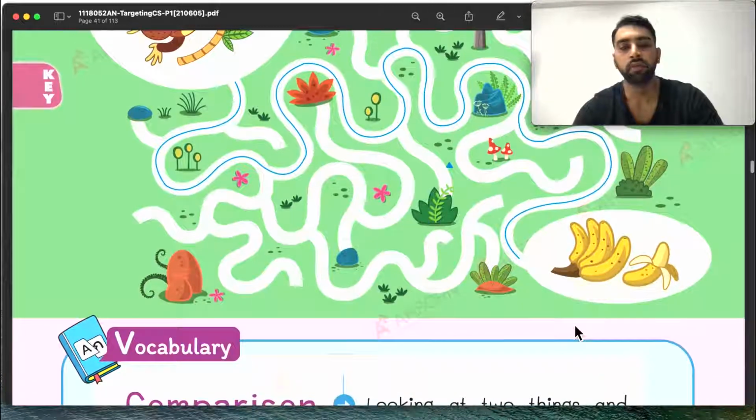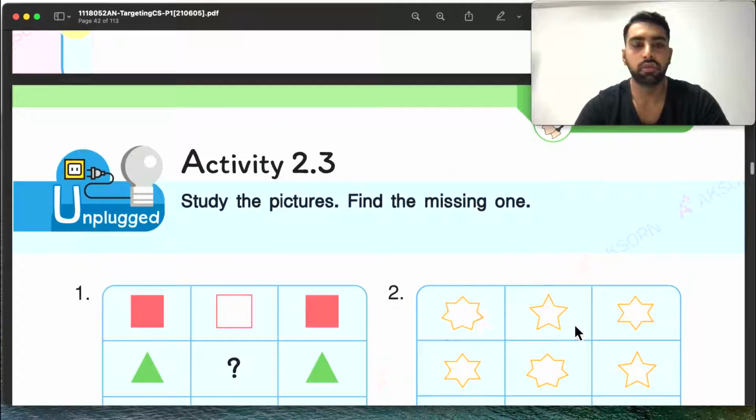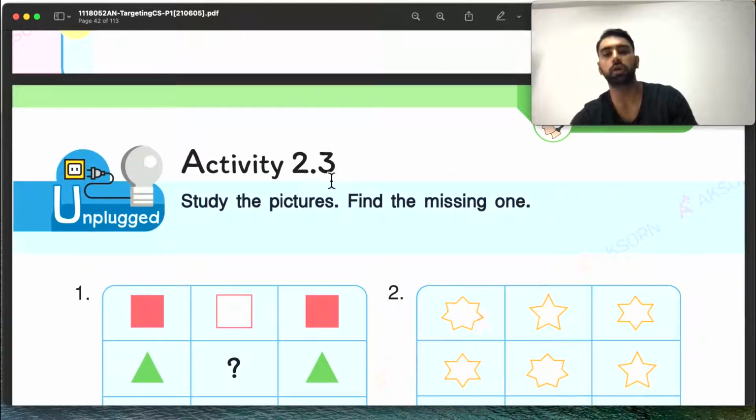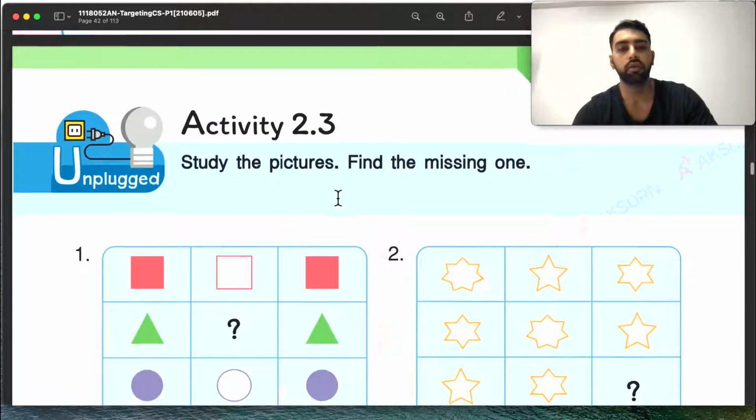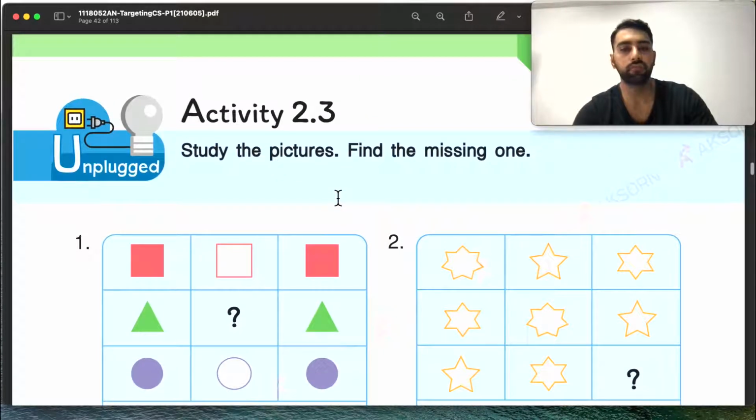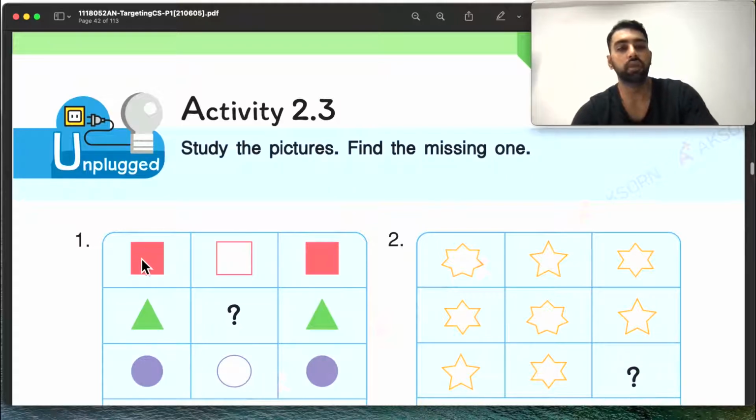All right, okay, so here you have activity 2.3. Okay, 2.3 is very easy. You have to see the picture. There is a square with red color, a square with white color, then a square with red color, a triangle with green color. So what should be here? A triangle with white color and a triangle with green color, a circle with purple, a circle with white and a circle with purple.